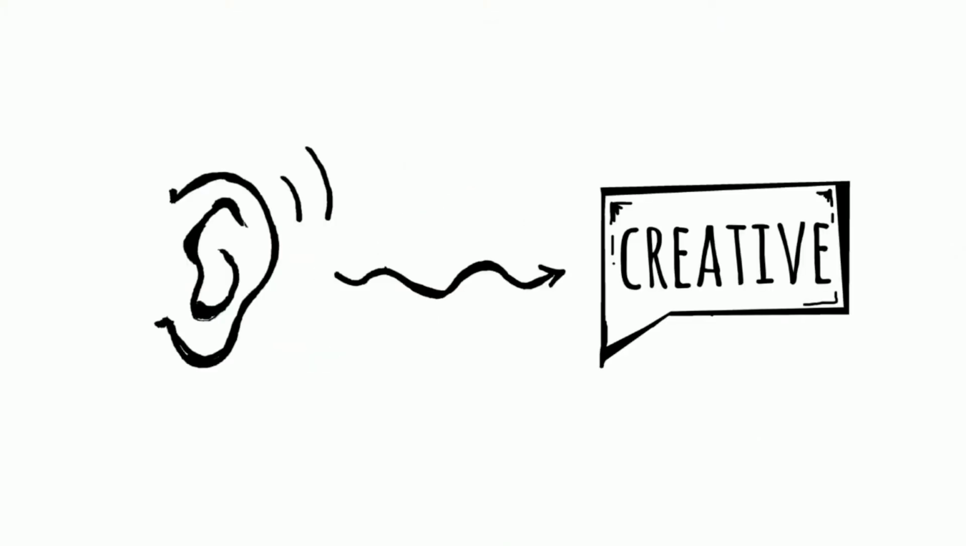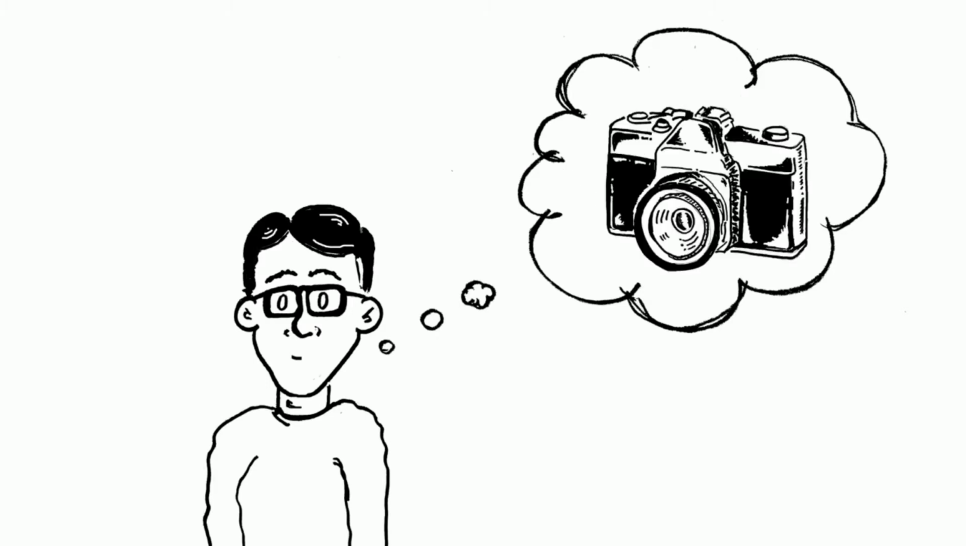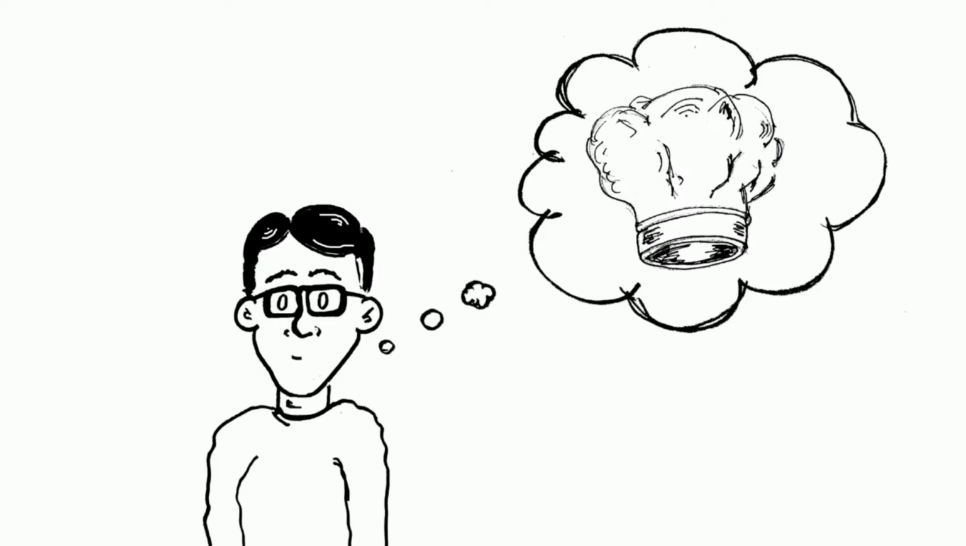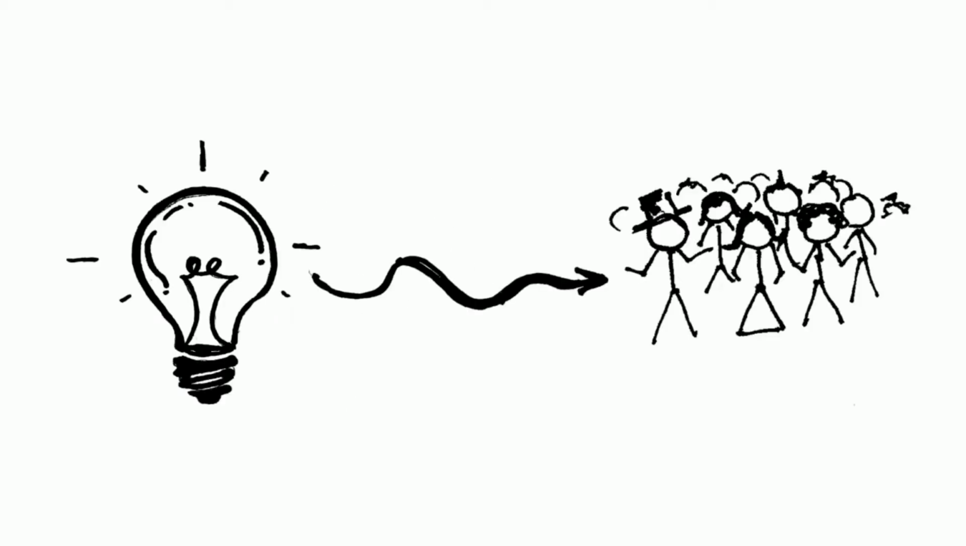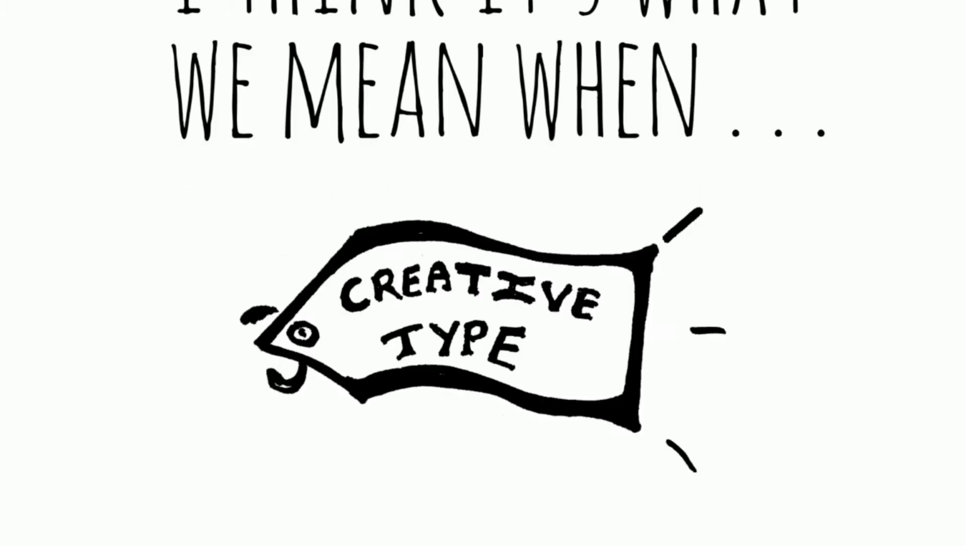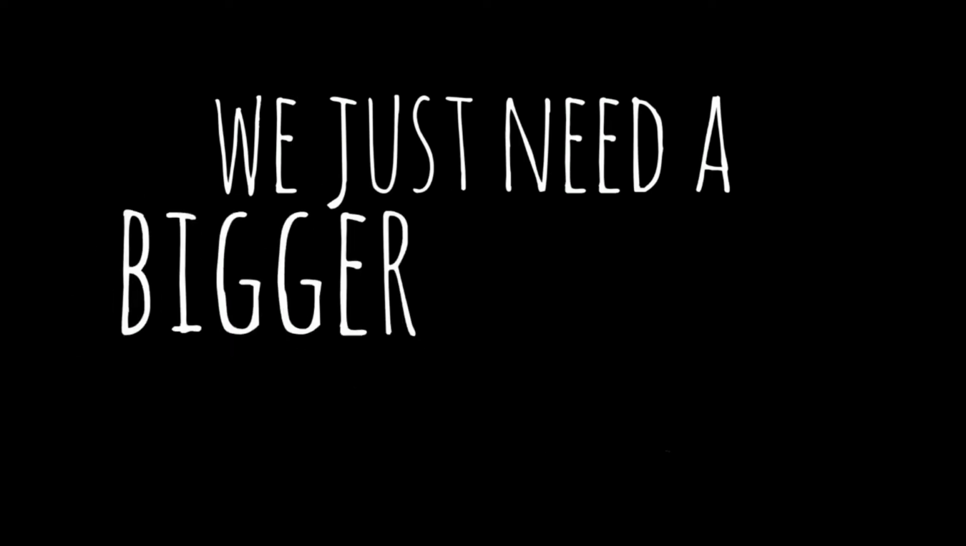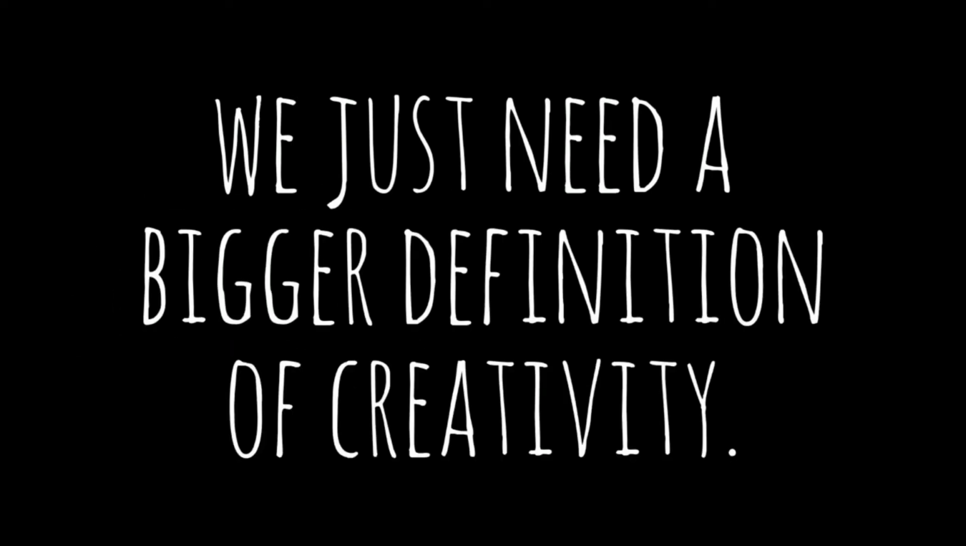So before we proceed on what is creative writing, I want you students to watch a video about creativity and understand what is creativity. When you hear the word creative, you might think of a painter, or a playwright, or an author, or a photographer, or a filmmaker, or a chef. In other words, you might think of people who make things. I think it's what we mean when we use a label like creative type. But there's no such thing as creative type. We are all creative, every one of us. We just need a bigger definition of creativity.